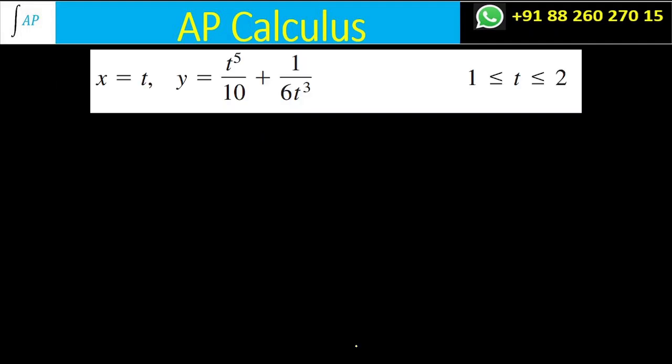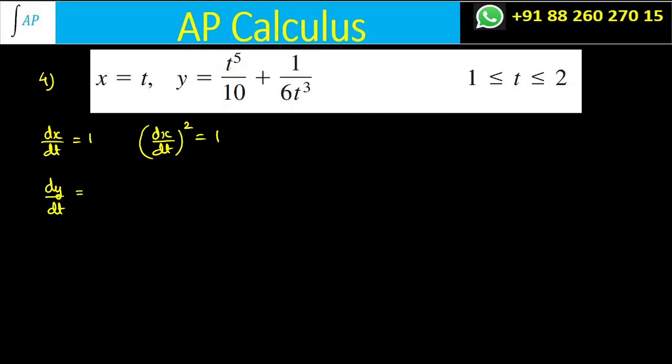Okay, let's move on to the next question. Question number 4. Here we have to integrate from 1 to 2, and this x and t are given. So first thing, dx over dt is 1, differentiation with respect to t. So dx over dt whole square is also going to be 1. Now let's do dy over dt.